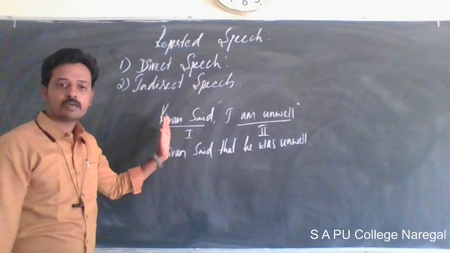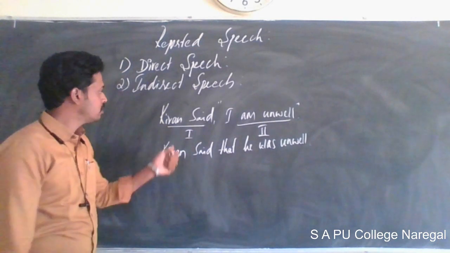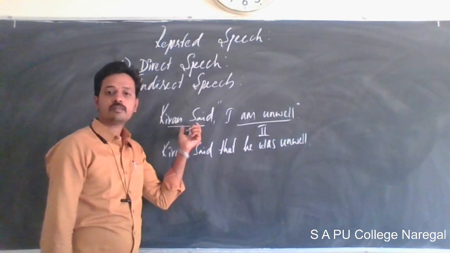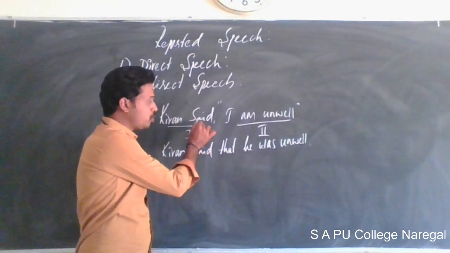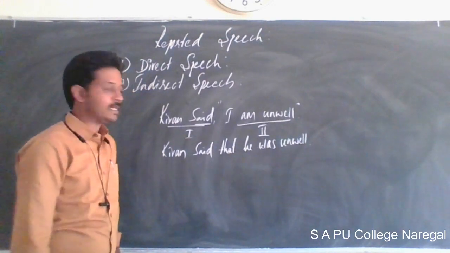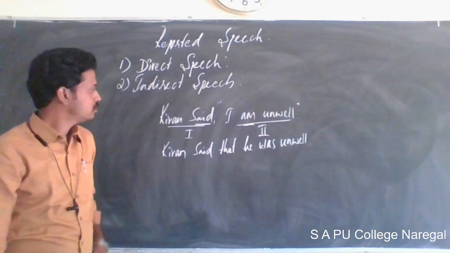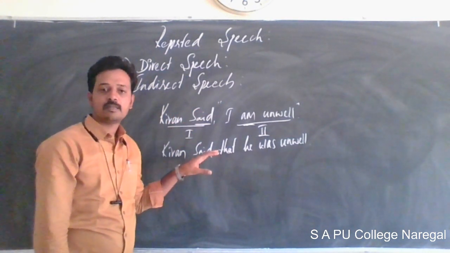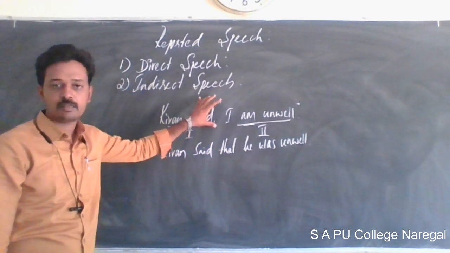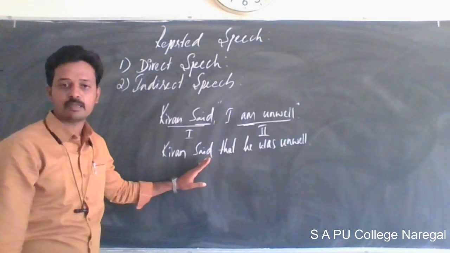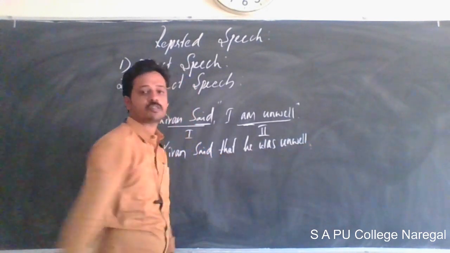Another difference between direct and indirect speech: there are two parts in the direct speech. The one is the reporting word, and the other one is the reported word. And the direct speech has inverted commas, whereas in indirect speech, the inverted commas are removed and the sentence ends with a full stop.